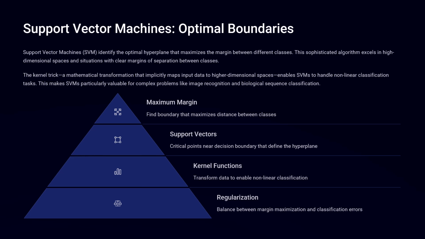Regularization. Balance between margin maximization and classification errors. Kernel functions. Transform data to enable nonlinear classification. Support vectors. Critical points near decision boundary that define the hyperplane. Maximum margin. Find boundary that maximizes distance between classes.